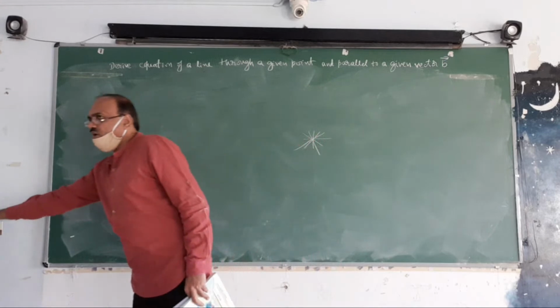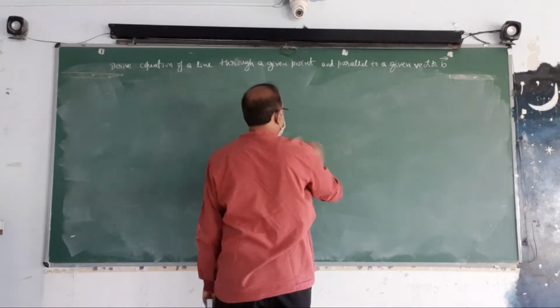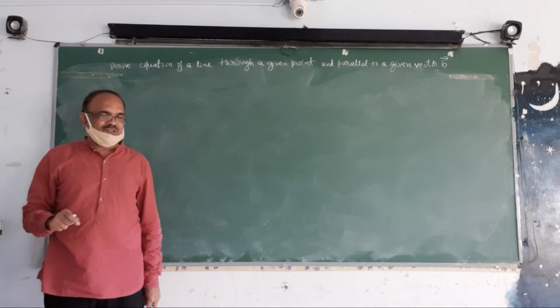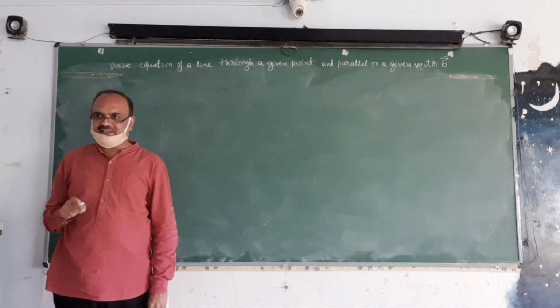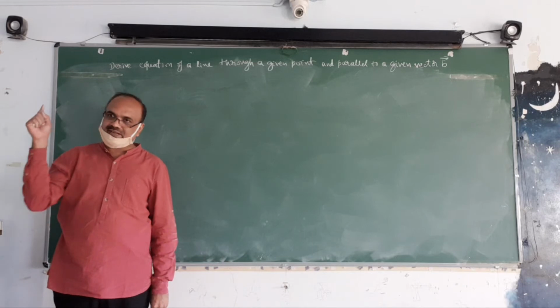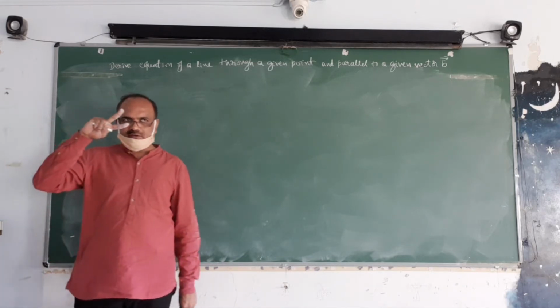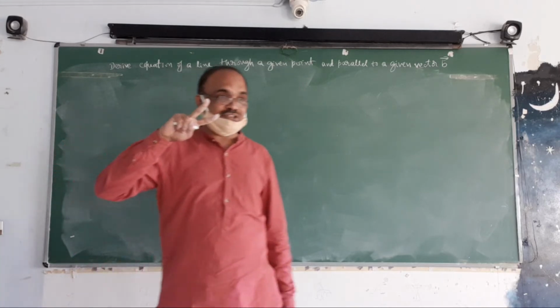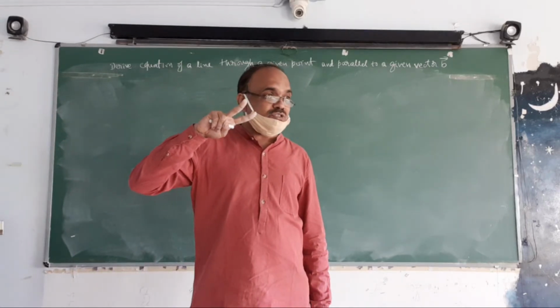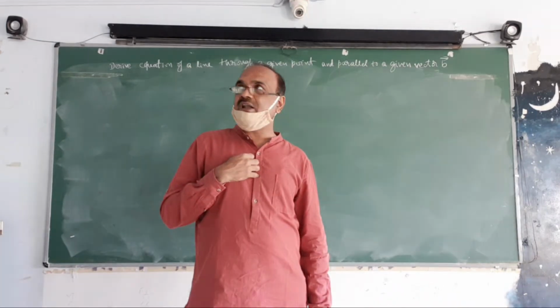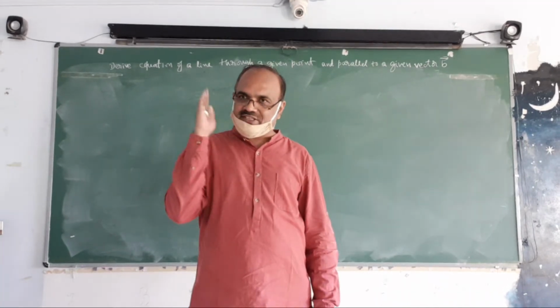So you want one line parallel to something, it means you have fixed the direction. Yes or no? You want the equation of the line parallel to some vector. It means two vectors which are parallel have the same direction. Yes or no? The direction ratios are same. So when I say that my line is parallel to some vector, it means you have fixed the direction.